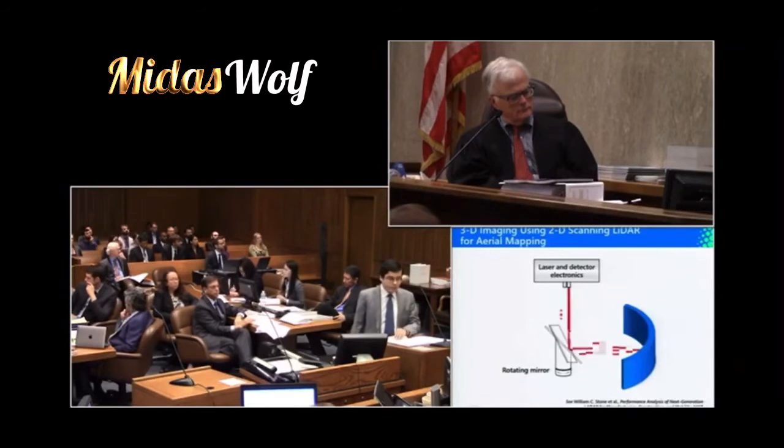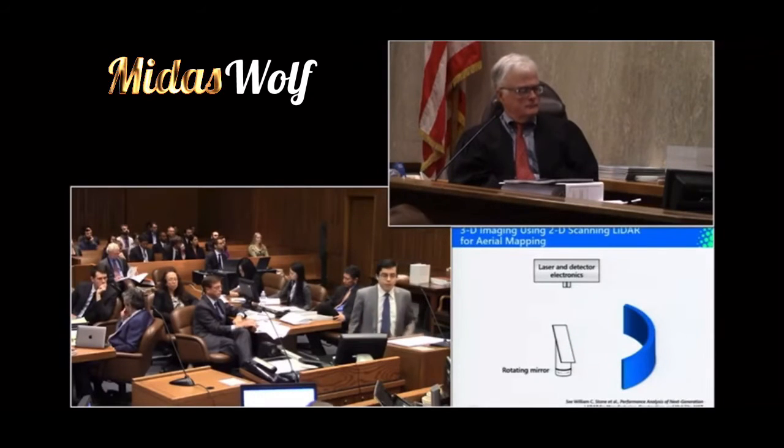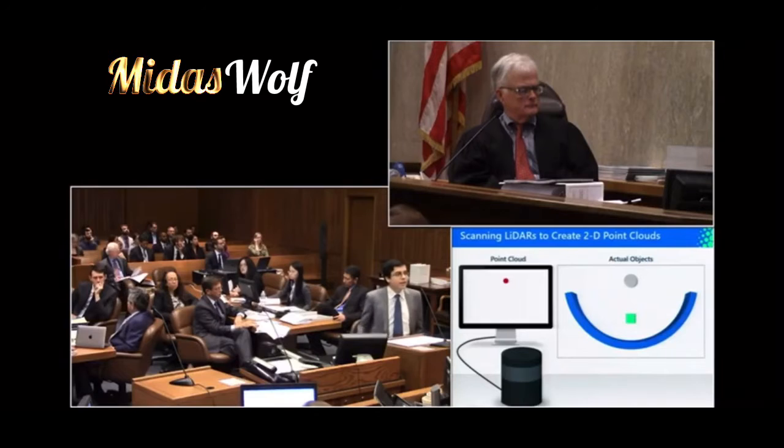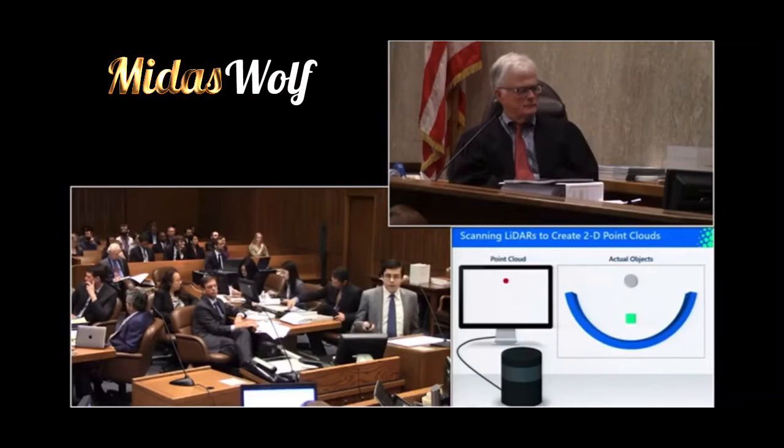Now, what does that information look like? That information is called a point cloud. So what you're getting is range information, how far each point that the laser hits is from your LiDAR unit. And as you scan it across a plane, you can figure out how far each point is.